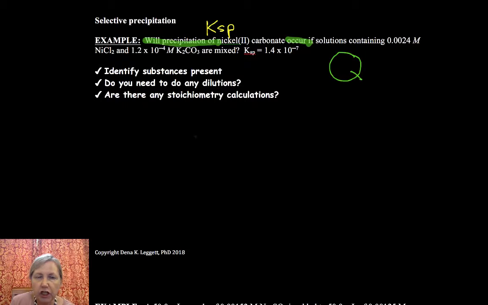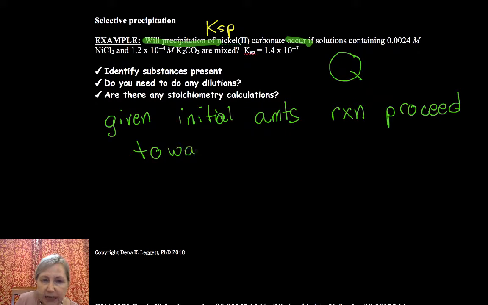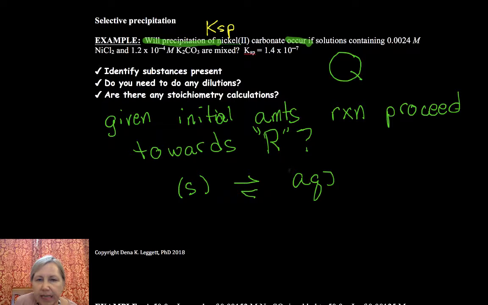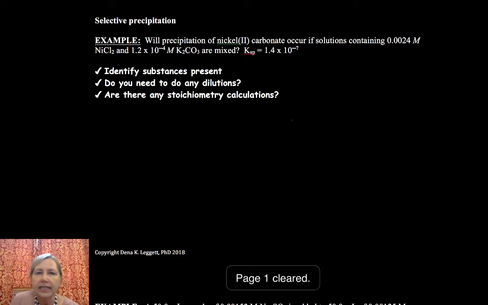Because will precipitation occur is asking the question, given these initial amounts, will the reaction proceed towards the reactant side? We always put the solids on the reactant side. So in a KSP where we have our solids in equilibrium with aqueous ions, if this reaction proceeds to the reactant side to achieve equilibrium, then we're going to see a precipitate form. So this is what it's saying. This is the gist of what we're after here. So let's take a look.